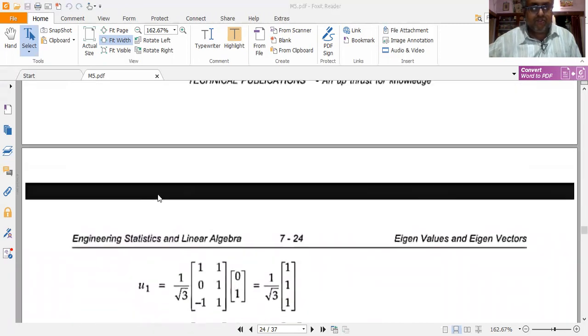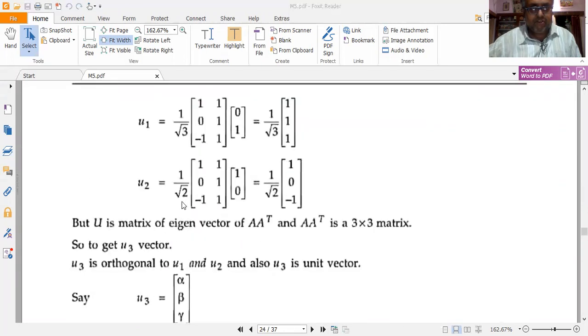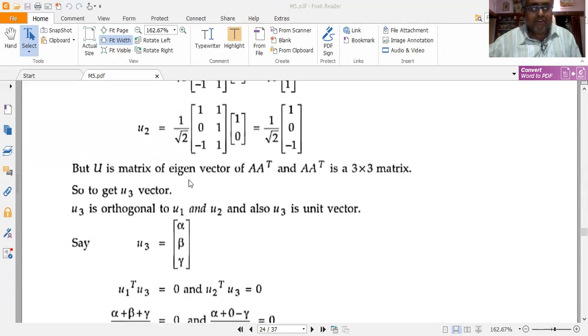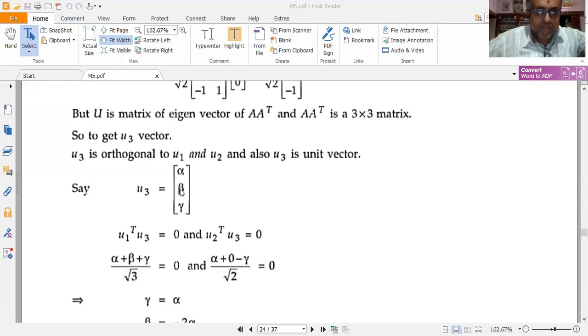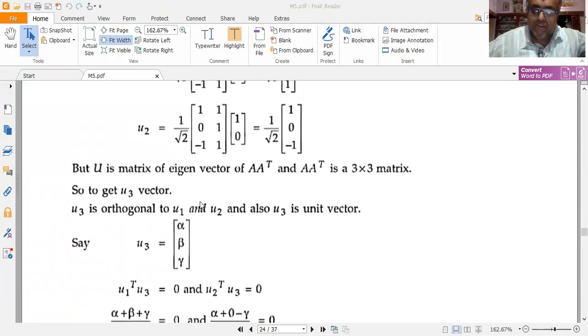Similarly, U2 is equal to A V2 by sigma 2. So that is given by 1 by root 2 into A matrix into 1, 0. So I get 1 by root 2, 1, 0, minus 1. But U is a matrix of eigenvectors of AA transpose, which is a 3 cross 3 matrix. So I should get a U3 vector. This is the step where confusion starts. So I have to have another vector U3.